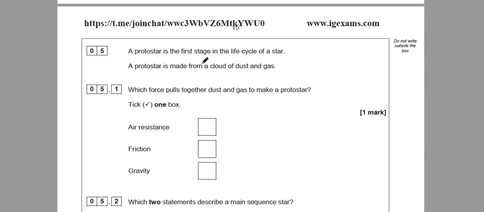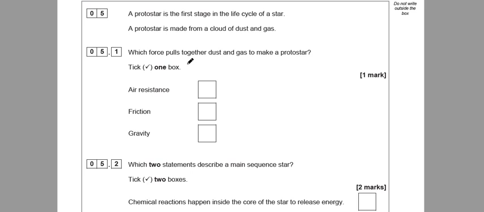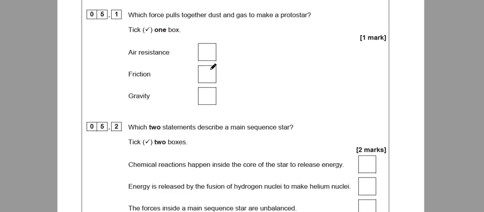A protostar is the first stage in the life cycle of stars. A protostar is made from a cloud of dust and gas. Take the correct answer for which force bonds together dust and gas to make a protostar. It will certainly be gravity.